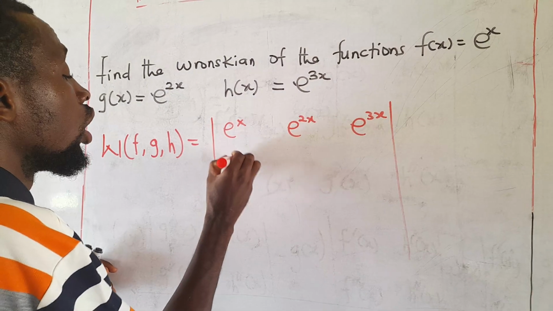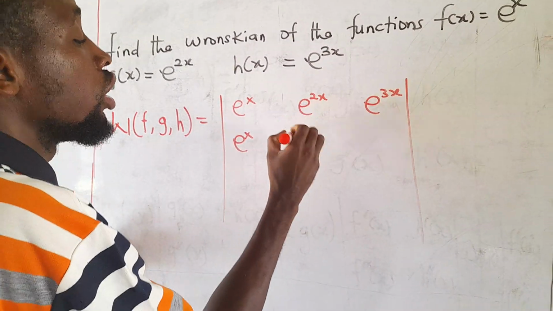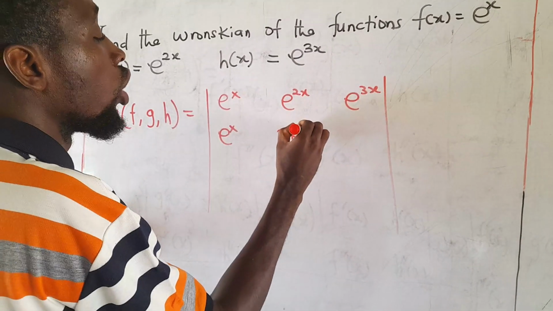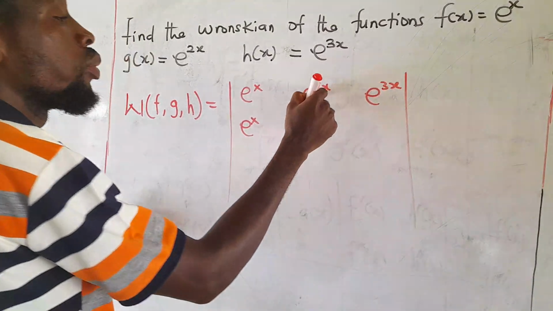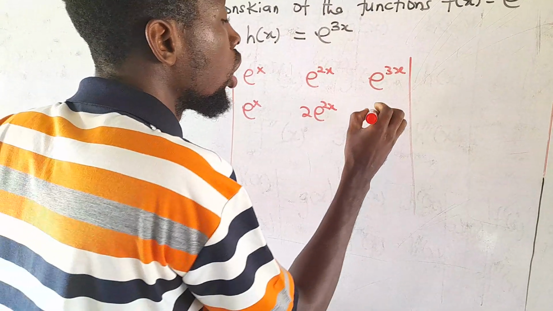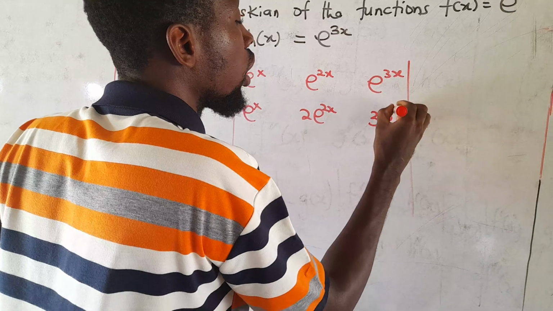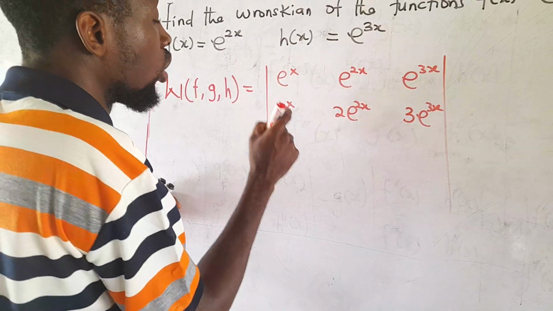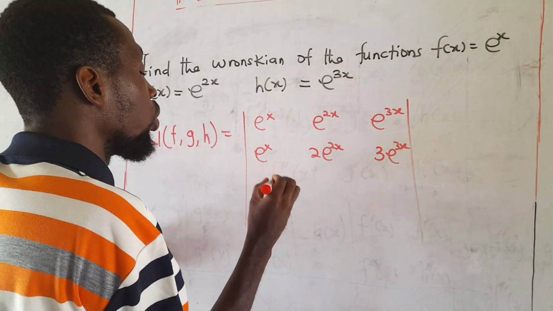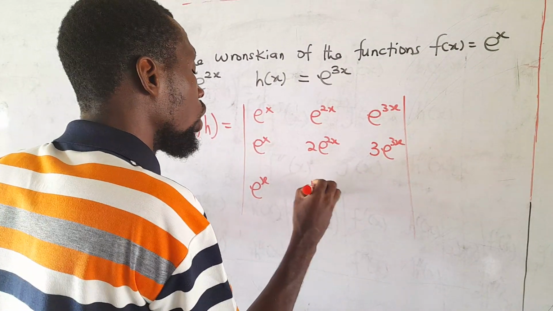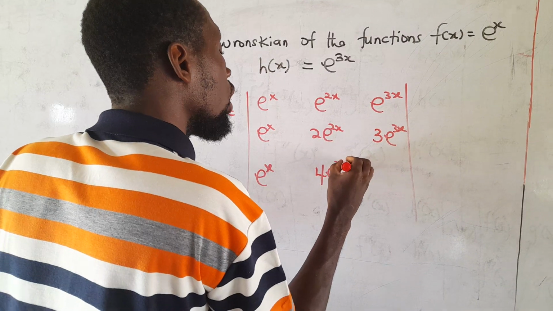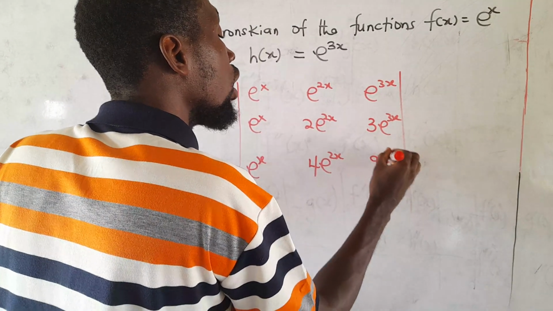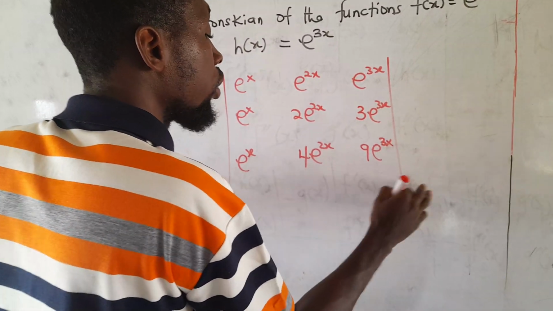When we differentiate this, it will be e exponent x. We differentiate this, we get 2 e exponent 2x. Remember, we just differentiate the exponent and use it to multiply the function. This will be 3 e exponent 3x. Then we find the second derivative. When we differentiate that again, we get e exponent x. We differentiate this, we get 4 e exponent 2x. Then we differentiate it, we get 9 e exponent 3x.